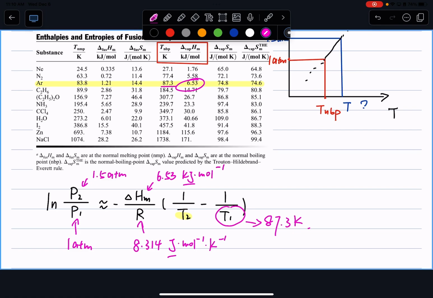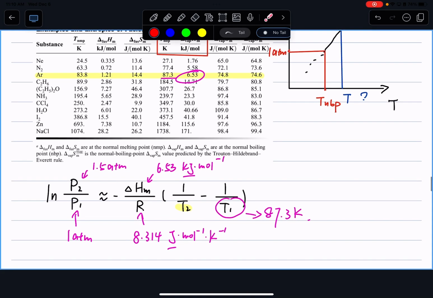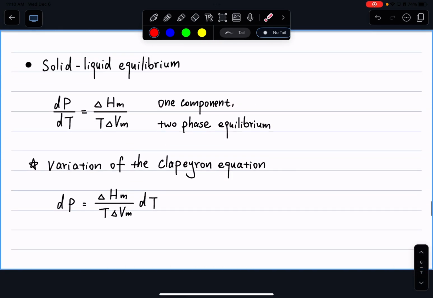So this is why I think it's a very good idea to put everything in that diagram, so that you know what the things I know are, what the things I don't know are, and what exactly I'm solving for. It doesn't take you more than 10 seconds to do that. All right, any questions on this one? No? Okay. Next up is our solid-liquid equilibrium.